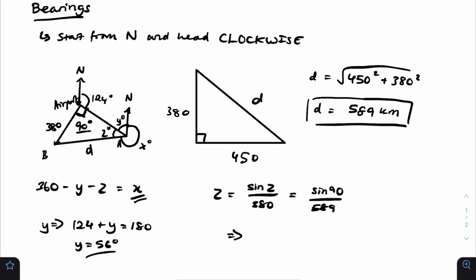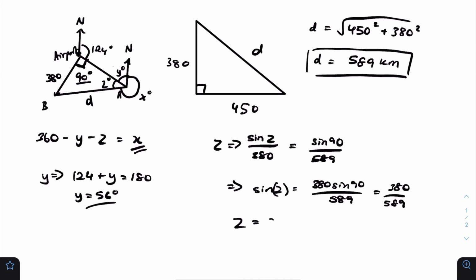So if we rearrange, we get sine z is equal to 380 sine 90 over 589. In this case, we know that sine 90 is 1, so it's just 380 over 589. Therefore, z is equal to the inverse of sine of 380 over 589. And if we put this into our calculator, we get z is equal to 40.2 degrees approximately.